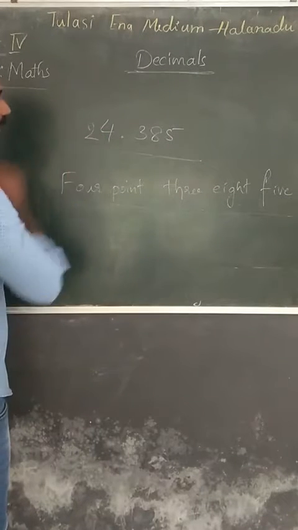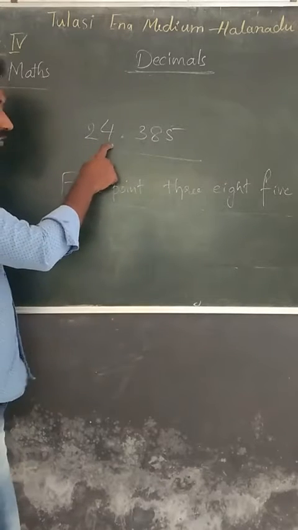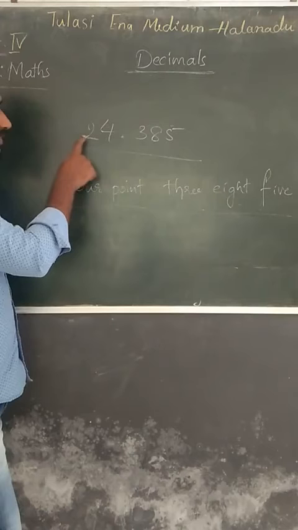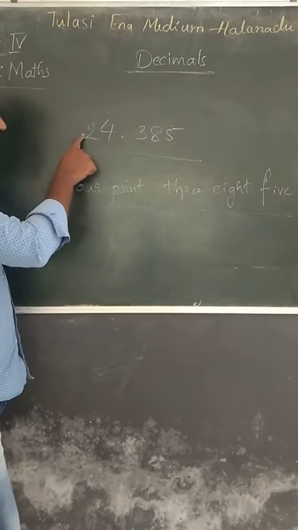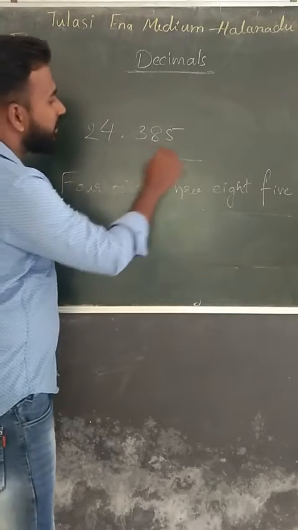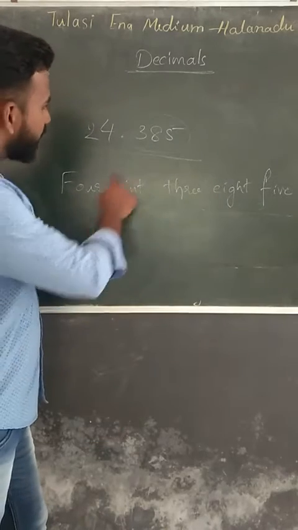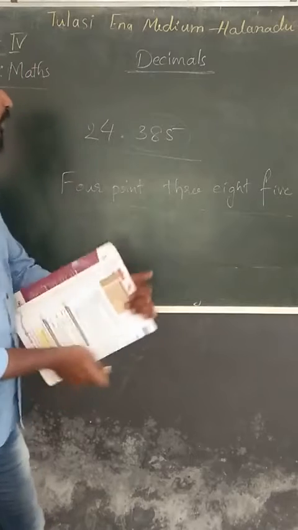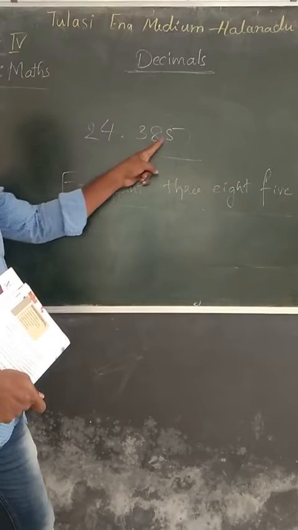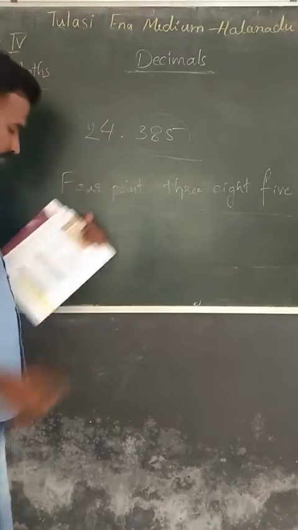For example, 24.385. It is not read as twenty-four hundred; it is 24 because it is the integral part. It's a whole number. 24 you can read as 24, but the decimal part we always read digit-wise. 24 point 3 8 5, not three hundred eighty-five. So this is the important thing about decimals.